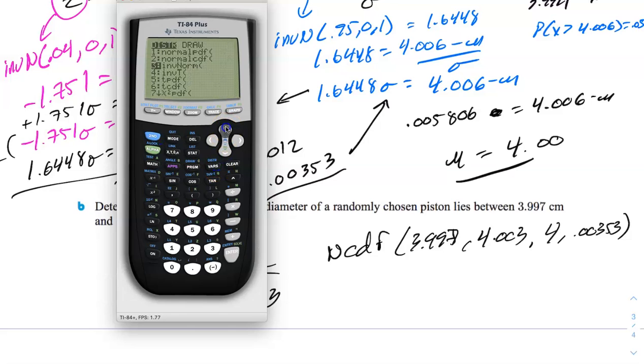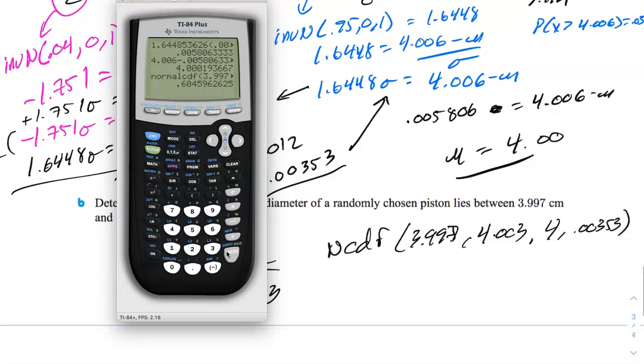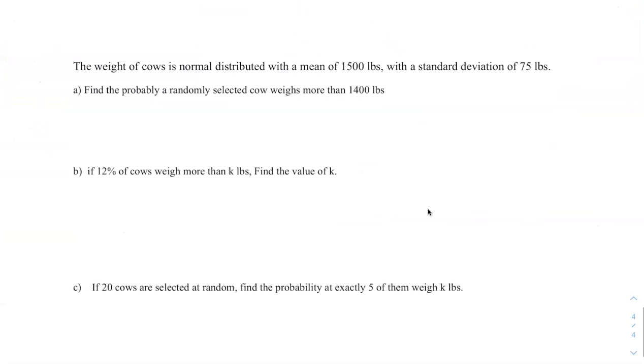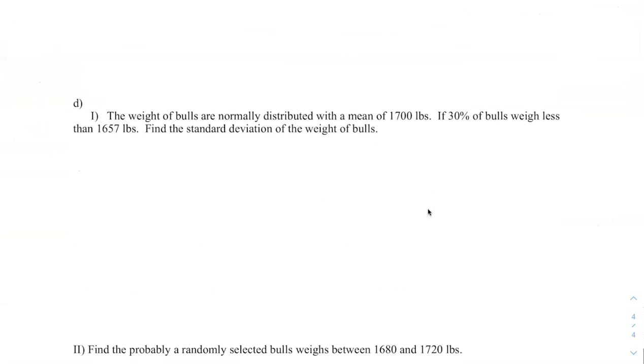So normal CDF, 3.997, 4.003, 4, and 0.00353. Plug it in, and you get 0.604596, 3 sig figs, 0.605. So there you go. There's that one. One more page left. It's like a practice quiz one, I think.